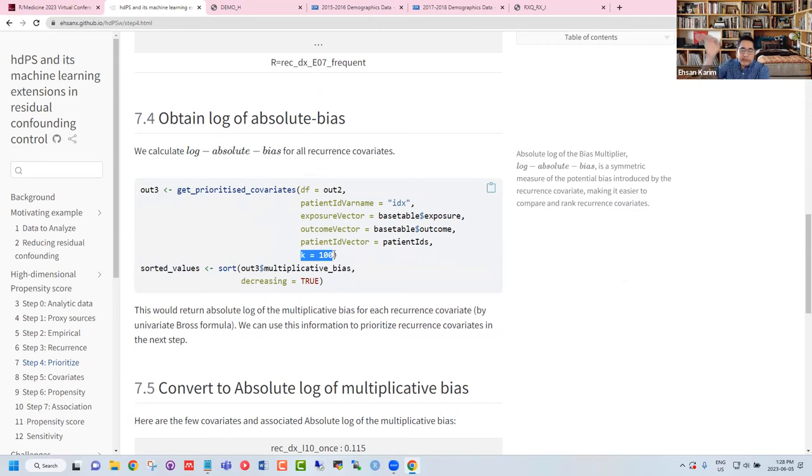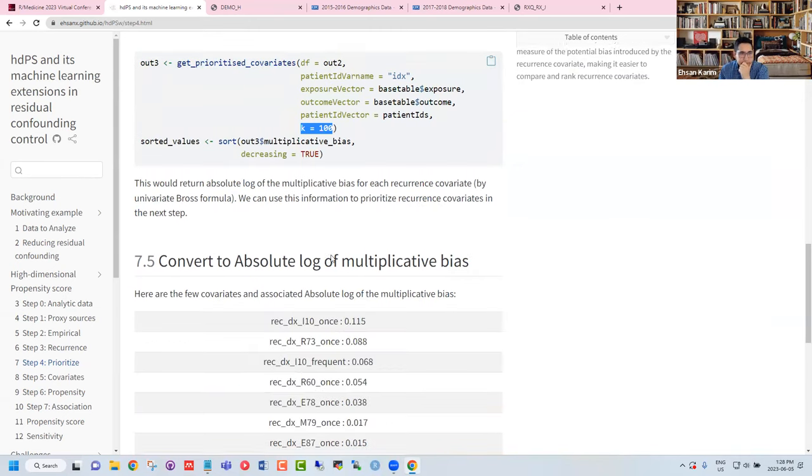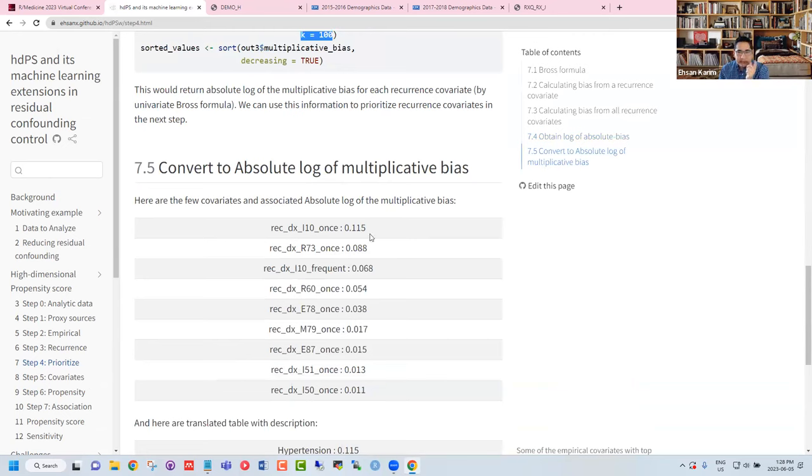So it will give you the top 100 covariates. The other thing this package does, and this is also done in the literature, is that instead of the original bias amount, they first take the absolute value of that and then convert it to a log scale, so that the null value is close to zero. So you are just checking whether the absolute log of the multiplicative bias is close to zero or not. And this is a ranked list of the bias amount on the log scale.